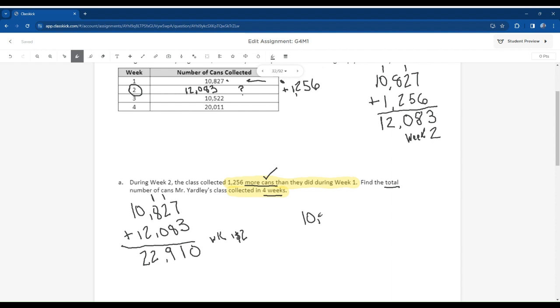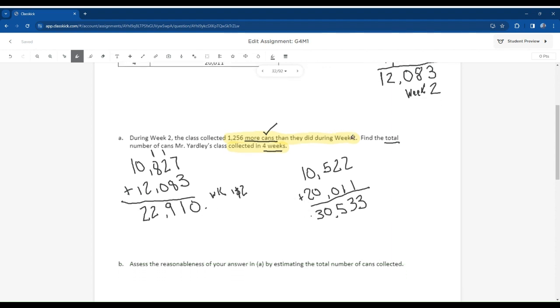Now I'm going to take the week 3 and 4 sum. So 10,522 cans from week 3 plus the 20,011 cans from week 4. 2 plus 1 is 3. 2 plus 1 is 3 again. 5 plus 0 is 5. 0 plus 0 is 0. And 1 plus 2 is 3. Now I'm going to take these two sums and add them together. And I'll do that over here. 22,910 plus 30,533. Again, making sure to line up our place values.